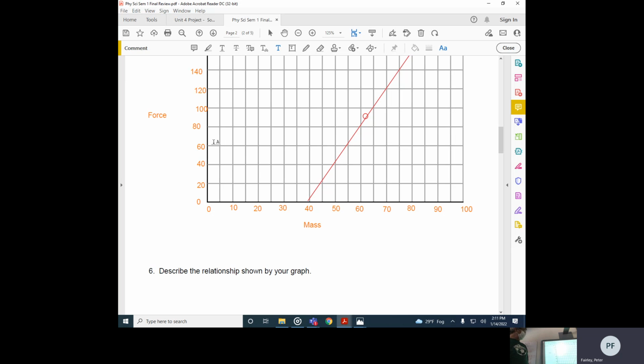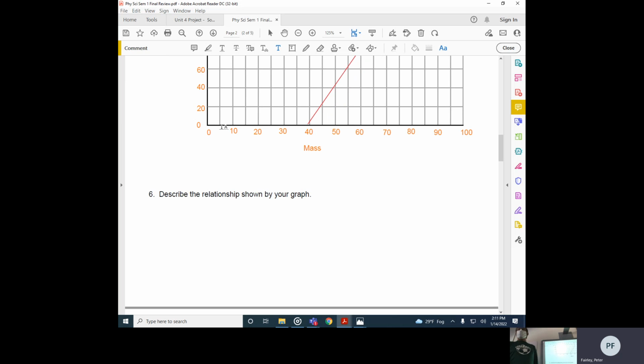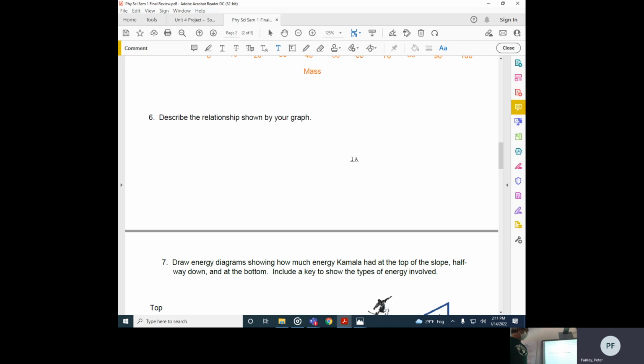As you do. We got to get you ready for the final exam. So please answer question 6. Describe the relationship. Then we move on to part 2 of the test, the energy section. That was all a review of the F=MA, huh? F equals MA. So, relationship: as the mass increases, the force also increases. Pretty straightforward.